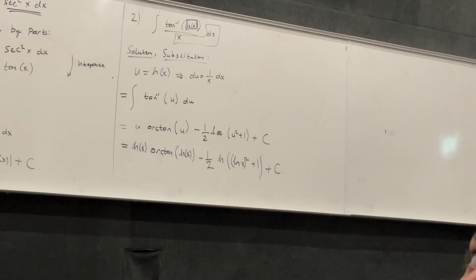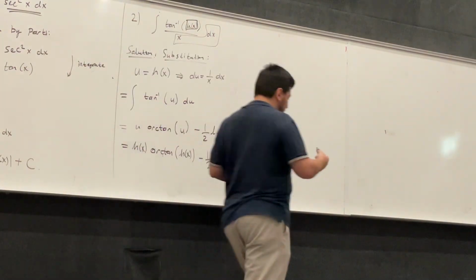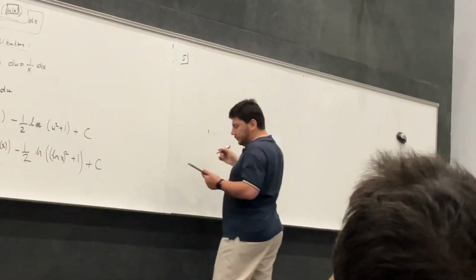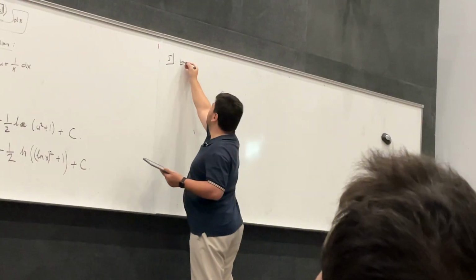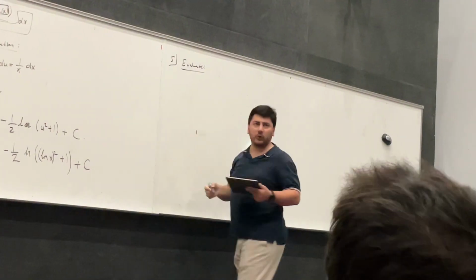Now questions 3 and 4 are just secant to the power something, tangent to the power something, and sine to the power something, cosine to the power something. They are quite straightforward. I don't want to solve those questions, so I'm going to skip them. And we have solved quite a few of them.